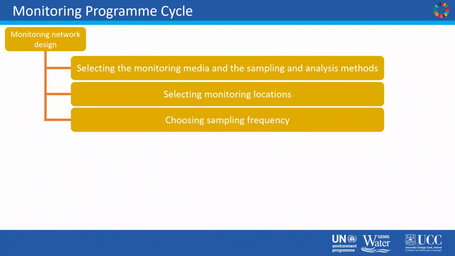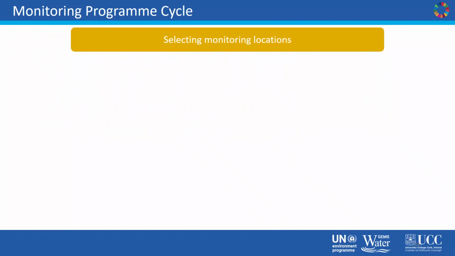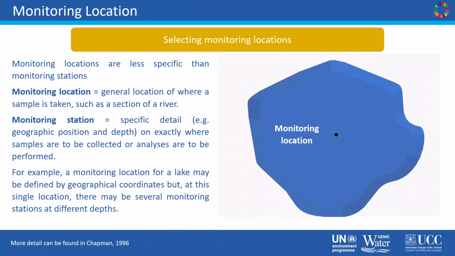So the next stage is to select the monitoring locations. It's important to make clear the difference between monitoring locations and monitoring stations. Monitoring locations are the general area where a sample is to be taken from, such as a section of a river or a geographical coordinate on a lake, whereas the monitoring station is much more specific.